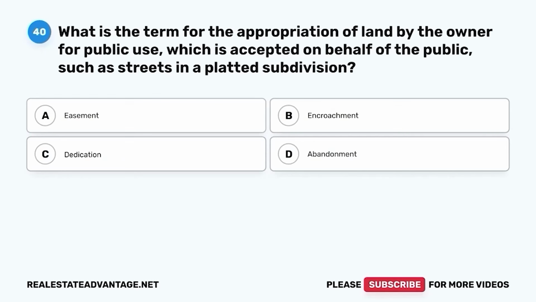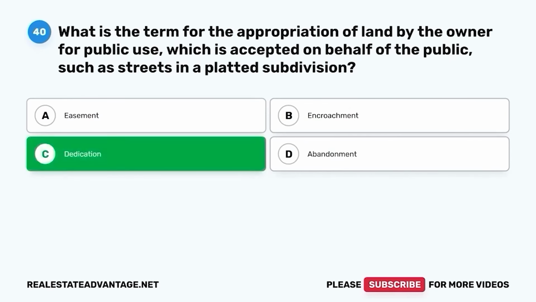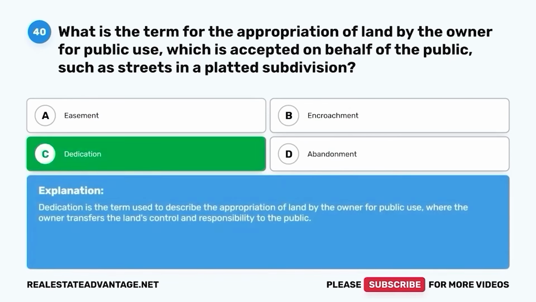Question 40. What is the term for the appropriation of land by the owner for public use, which is accepted on behalf of the public, such as streets in a platted subdivision? A. Easement, B. Encroachment, C. Dedication, D. Abandonment. The correct answer is C, dedication. Dedication is the term used to describe the appropriation of land by the owner for public use, where the owner transfers the land's control and responsibility to the public.